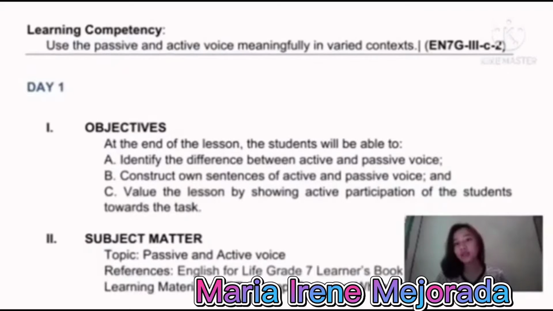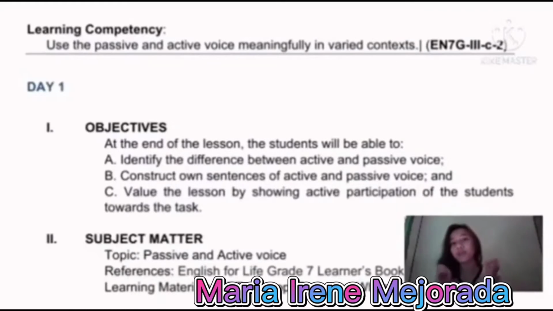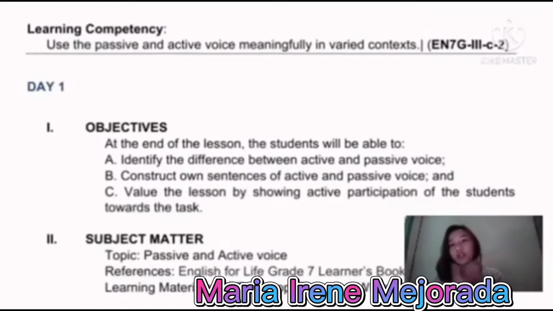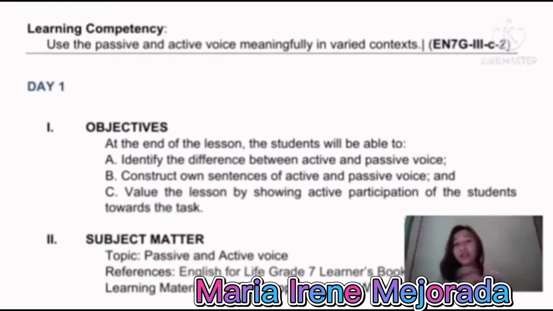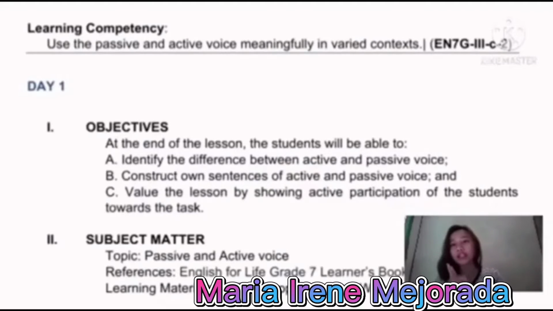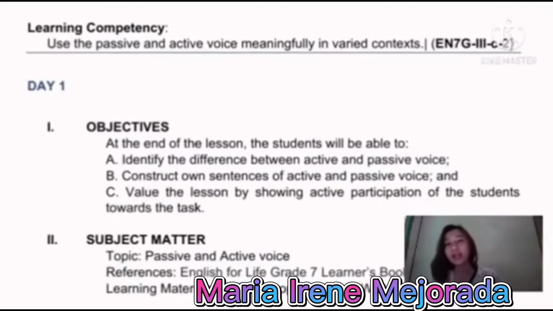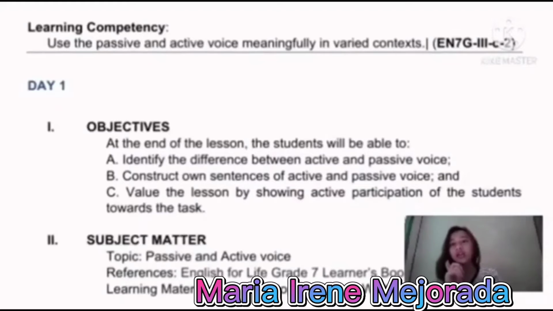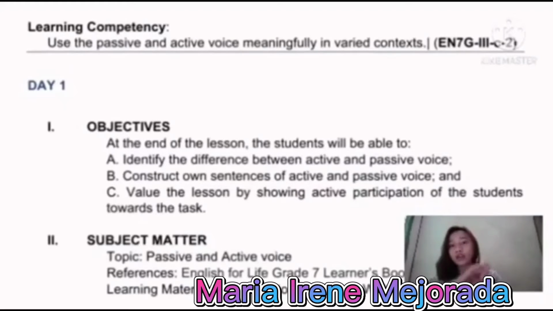Now let's proceed with the subject matter. In the subject matter we have the topic, reference, and the materials. On the topic, it focuses on the meaning of the passive and active voice. Reference is where we get the activities and the coverage of our lesson plan. And the materials are the things that we need in order for us to deliver the lesson.